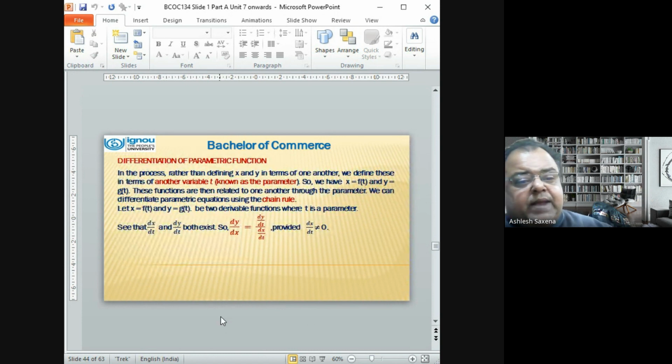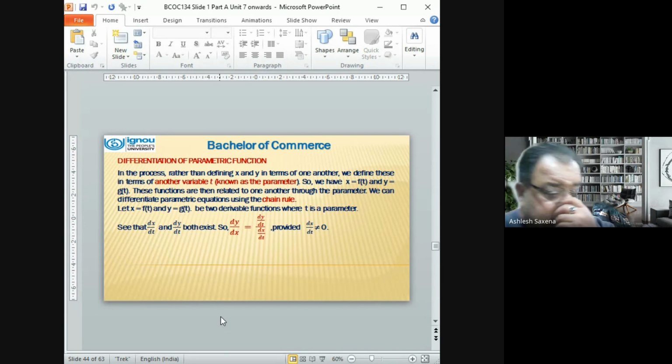Now comes parametric function. In this process, rather than defining x and y in terms of one another, we define these in terms of another variable t, which is known as parameter. So we have x is equal to f of t and y is equal to g of t. But you have to find dy by dx, so we will be applying chain rule.